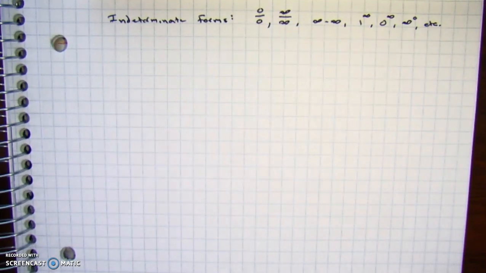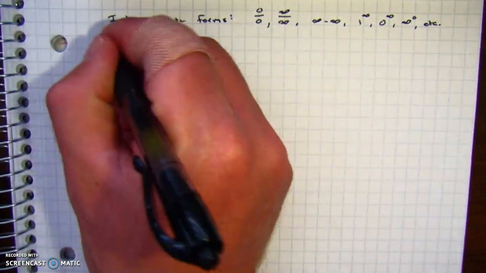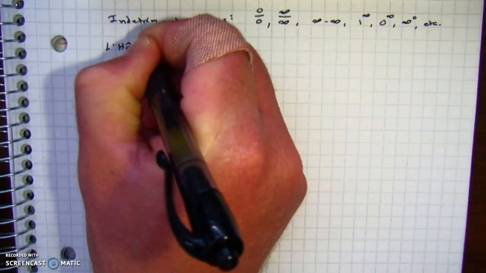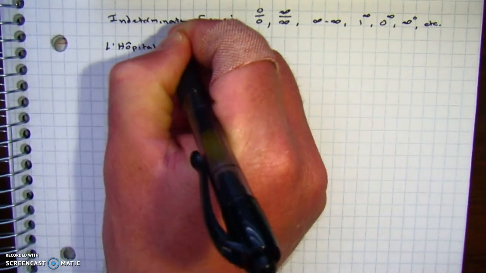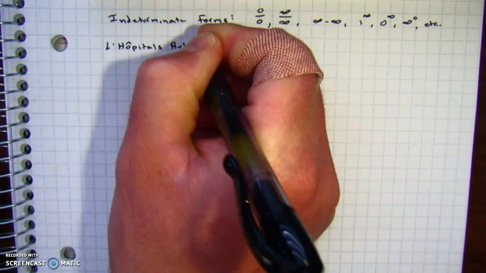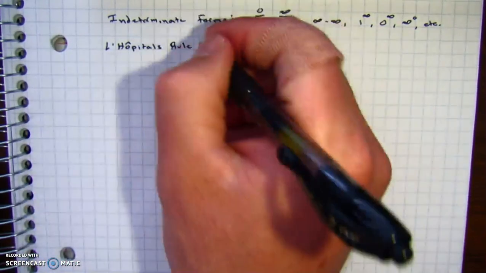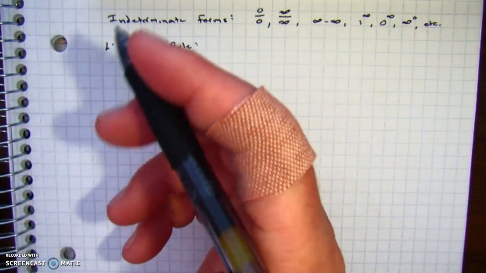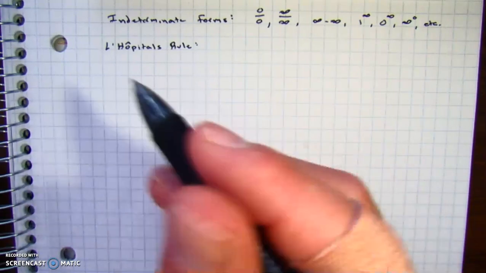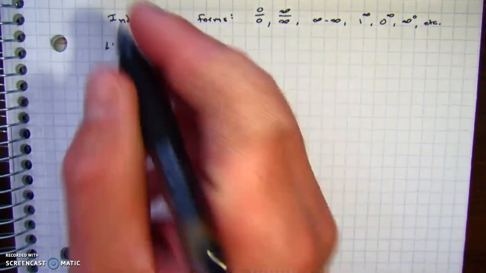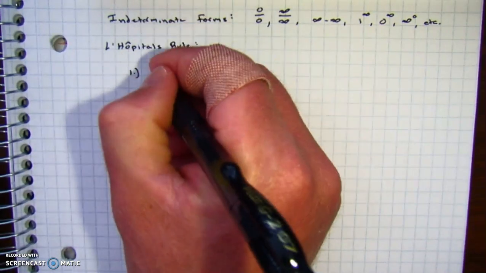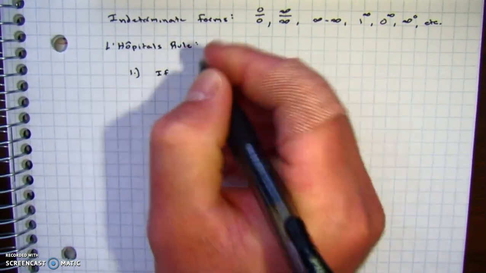So with L'Hopital's rule, we have two specific instances that we can use it, really just two ones that it's limited to. If it doesn't meet either one of these criteria, one or the other, then we can't use it. So the first one is, we're going to have two functions.